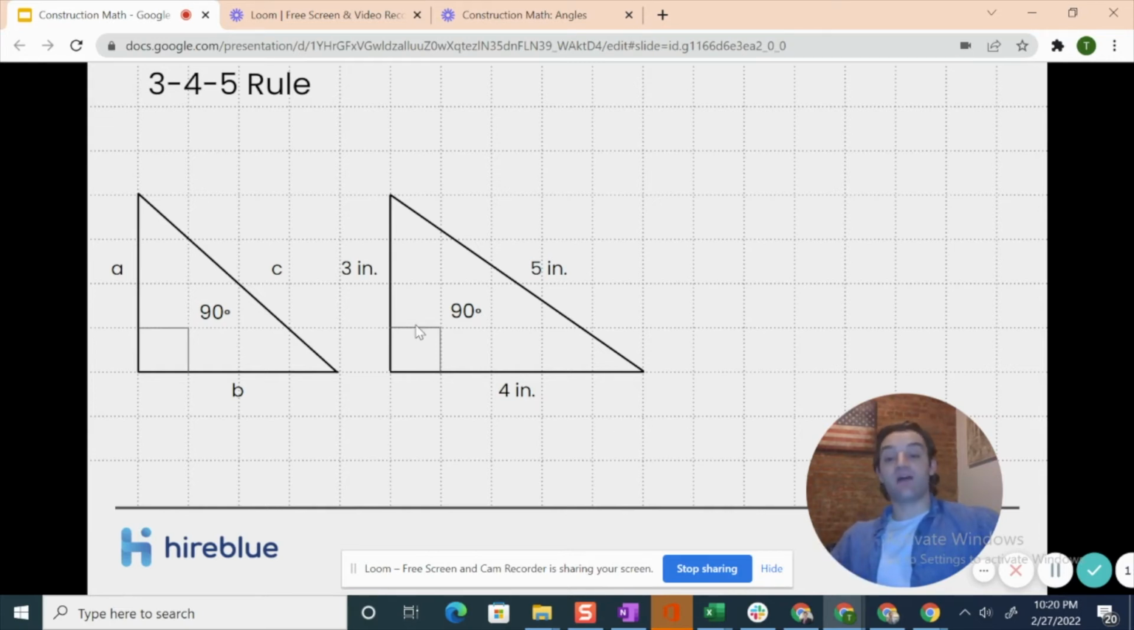So say you have a side that is 9 inches and 12 inches. Those are both multiples of 3 and 4. So the hypotenuse would be 15 inches. This also works for 15, 20, 25.